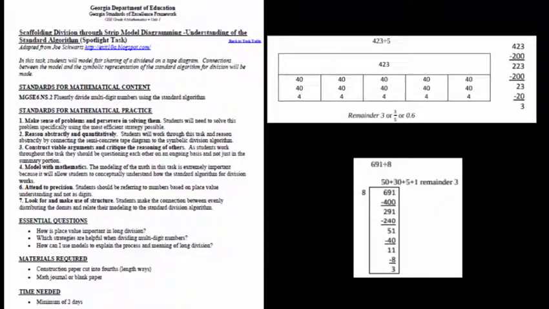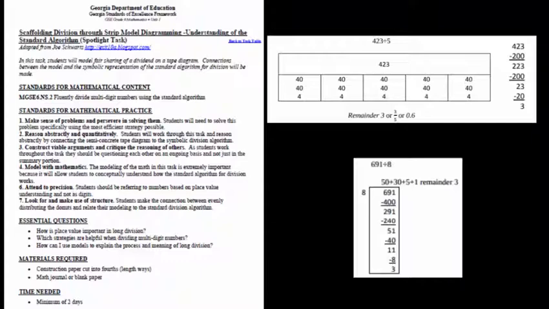Scaffolding division through strip model diagramming, understanding the standard algorithm, can be found in the 6th grade Unit 1 Georgia Department of Education Mathematics Frameworks. This can be used to walk students over the bridge from using strategies based on place value to understanding and using the standard algorithm. You may have noticed these examples use only single-digit divisors. To obtain mastery on the 6th grade standards, students must be able to divide by multi-digit whole numbers.